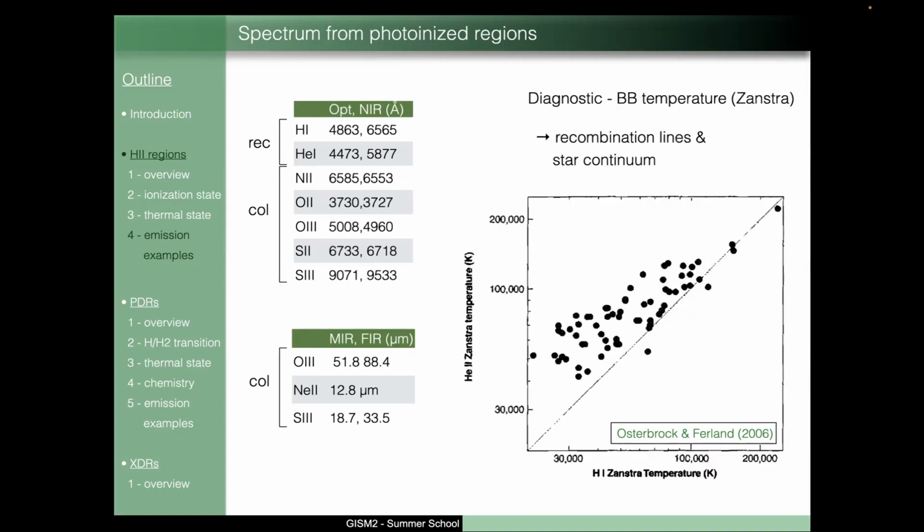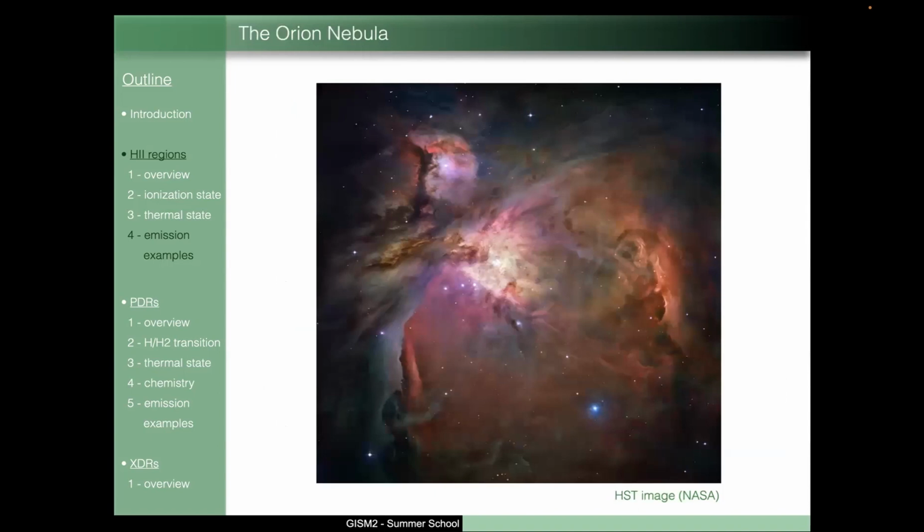And you can also have some diagnostic about the central source, and this is called the Zanstra method, so I will also skip that. And as a conclusion to this first part, I would like to show you one example of application of the theory of H2 region, which is the Orion Nebula.